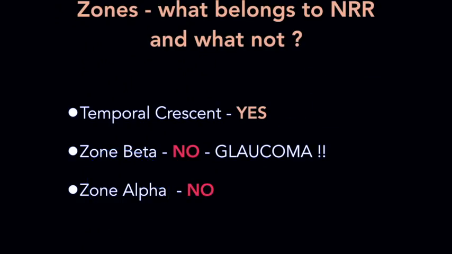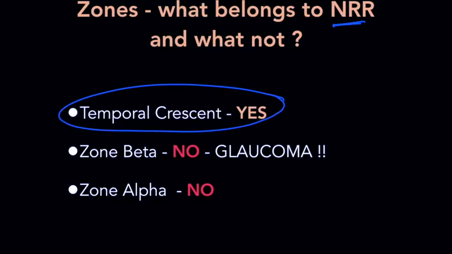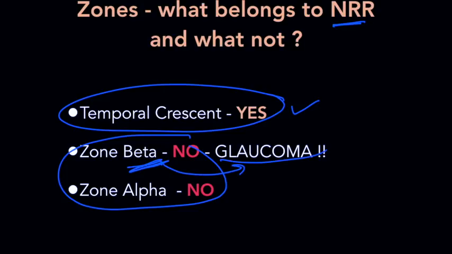So one important thing to understand is which zone belongs to NRR, which zone will not belong to NRR. Temporal crescent, yes, it belongs to the rim, whereas zone beta and alpha does not involve the rim, but zone beta is a very important indicator of glaucoma. So when present and when progressing, glaucomatous damage can be indicated by zone beta.